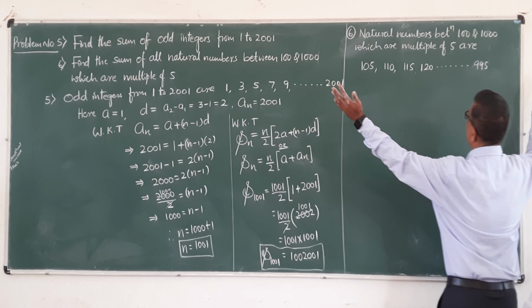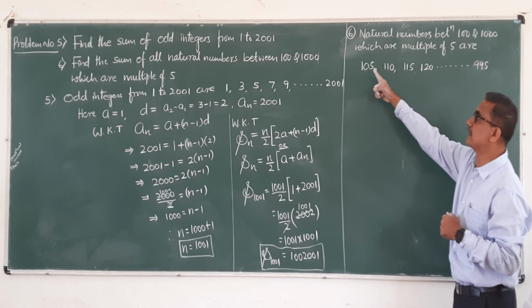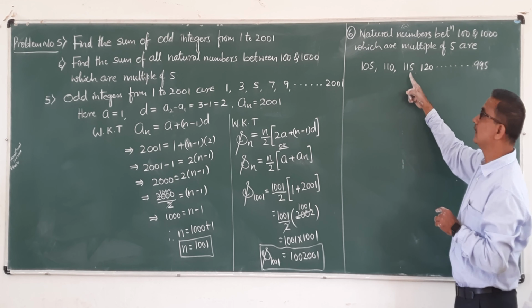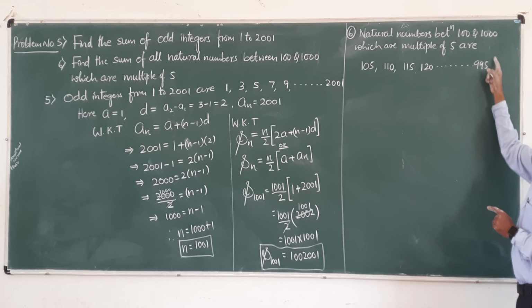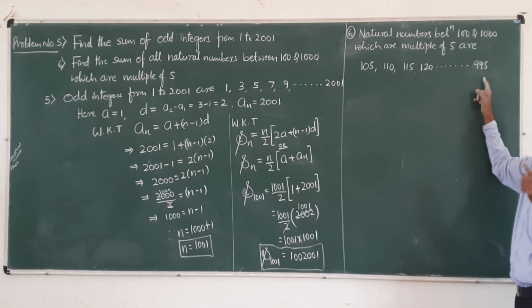Now the question is to find the sum. First to find the number of terms. This is the first term. The first term is 105. The second term is 110. The third term is 115. The fourth term is 120. Now what about 995, which term is it? We don't know. First you have to calculate the number of terms.